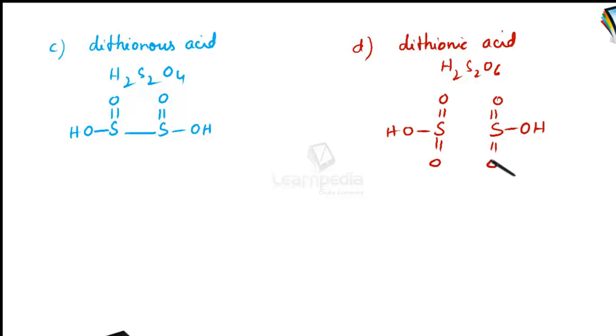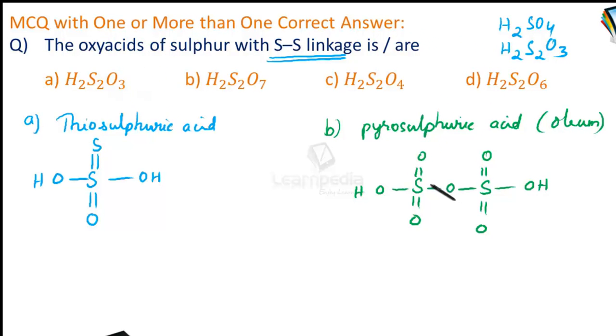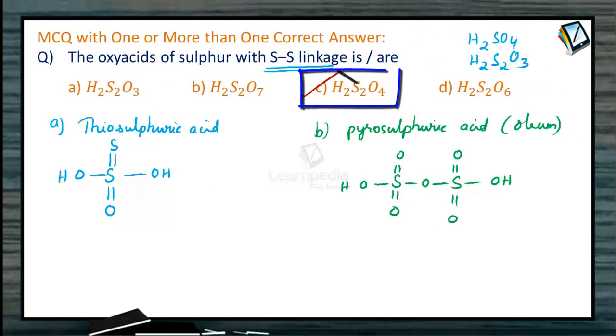So here again there is a sulfur-sulfur linkage. So these are the 2 oxyacids where we can find a sulfur-sulfur single bond linkage. So our answer is both option C and D.